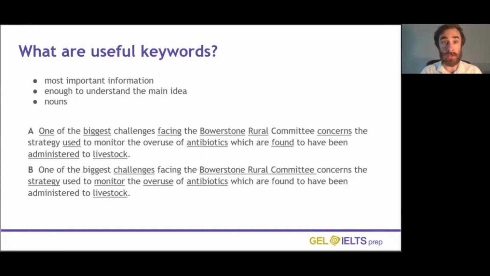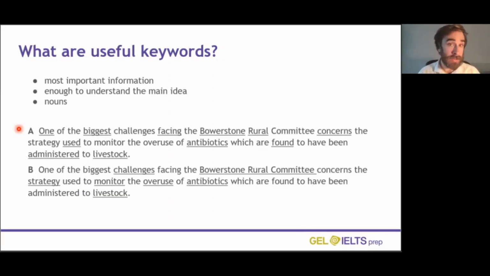2 different students, student A and student B, have underlined different words in this text. First, let's read through it. One of the biggest challenges facing the Bowiston Rural Committee concerns the strategy used to monitor the overuse of antibiotics which are found to have been administered to livestock.